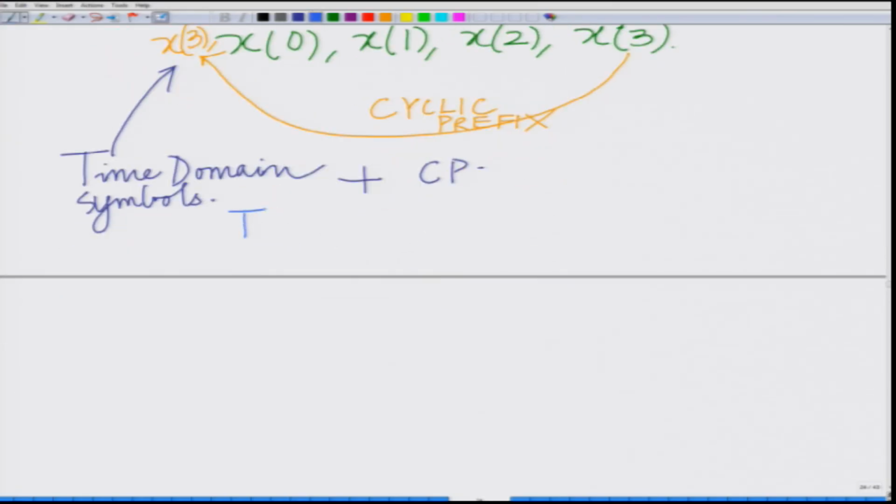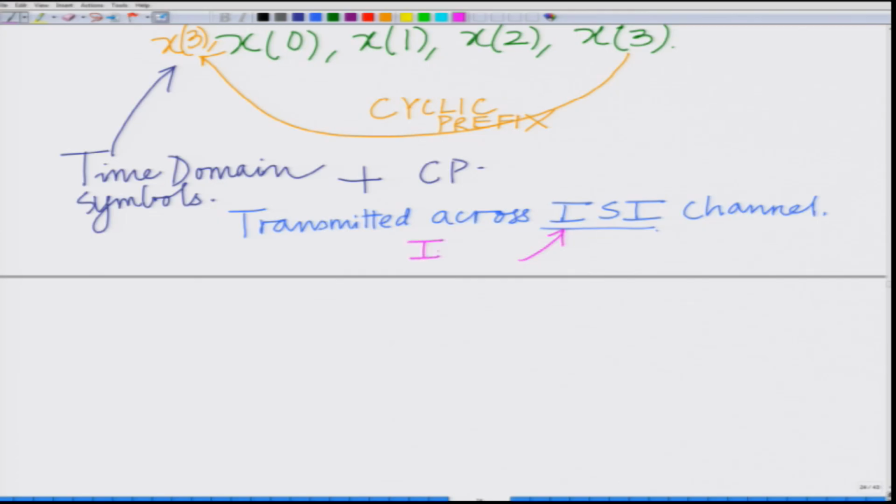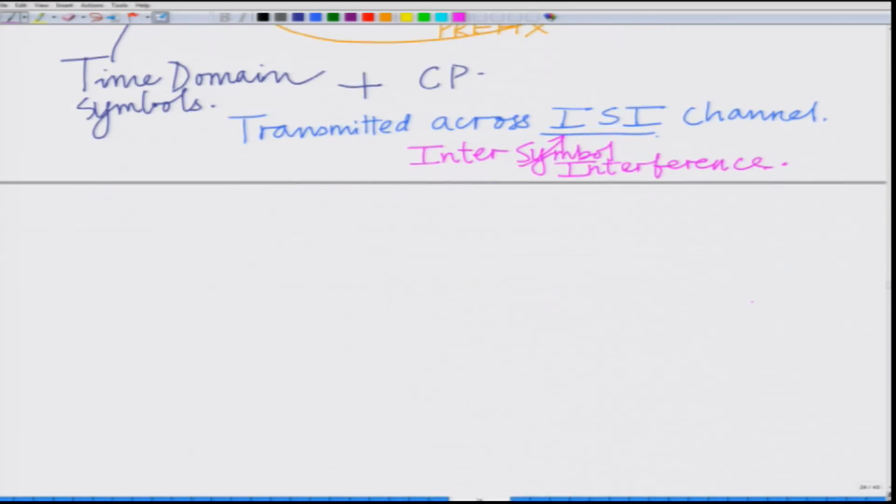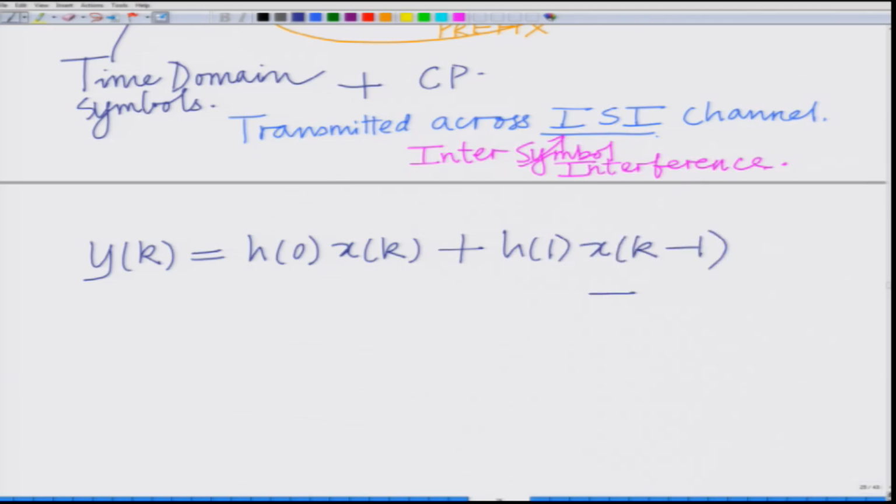Now, this is transmitted across the ISI channel, and remember ISI stands for inter-symbol interference. Remember, our model for the ISI channel is the same. We are considering the 2-tap ISI channel, which is basically your current output symbol yk equals h0 xk plus h1 xk minus 1 plus vk. Remember, this is your 2-tap channel.